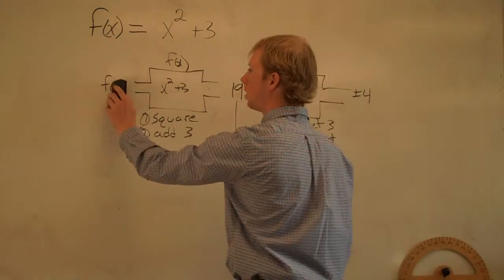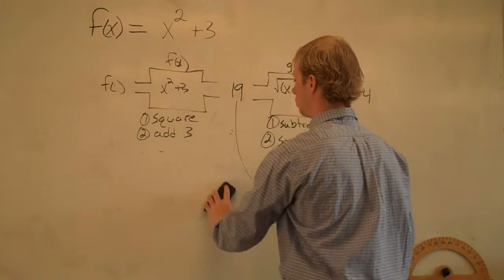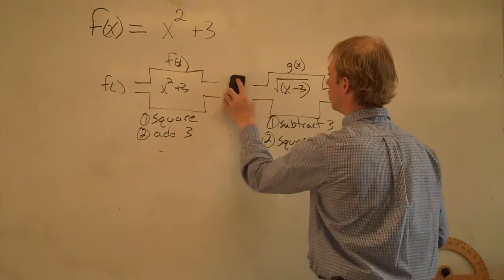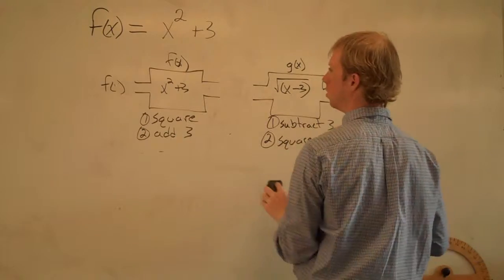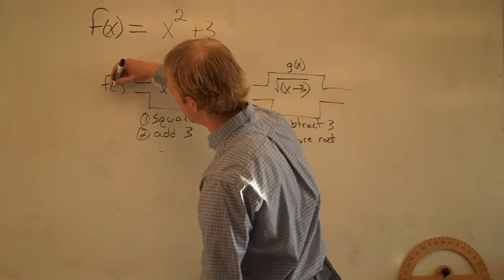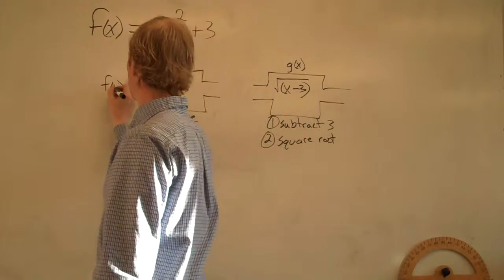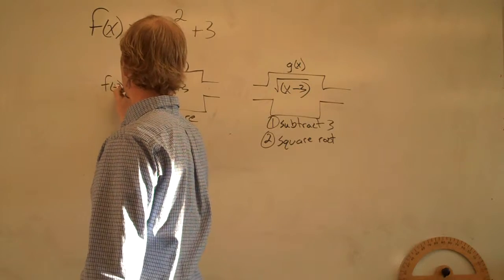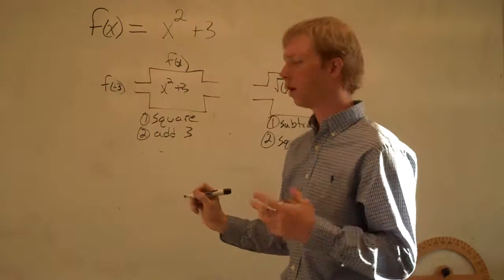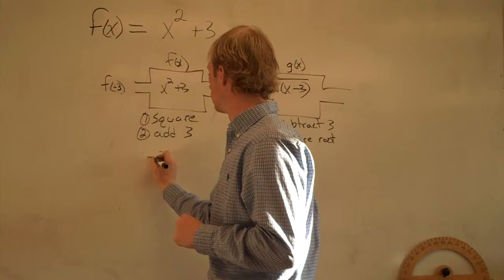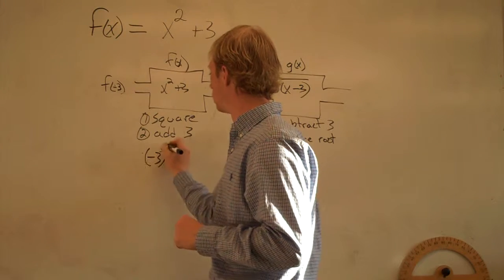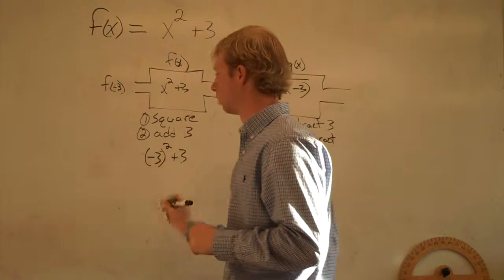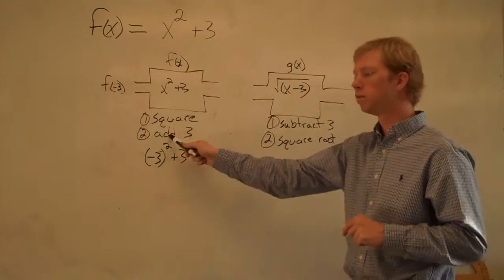So let's do this same example, except let's find f of negative 3. f of negative 3 is going to be negative 3 squared plus 3. Negative 3 times negative 3 is a positive 9.